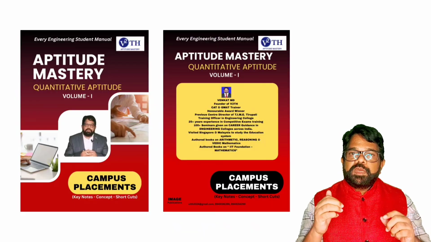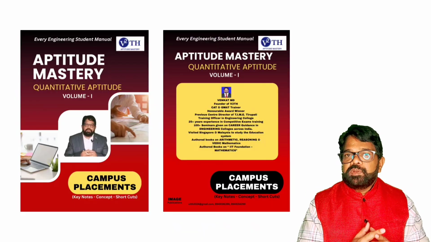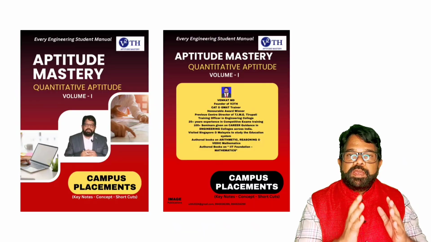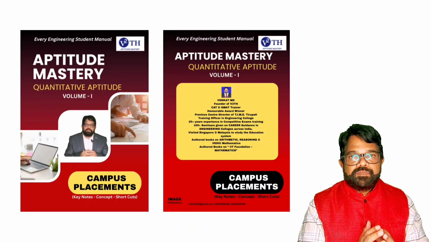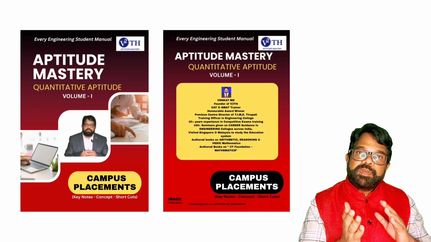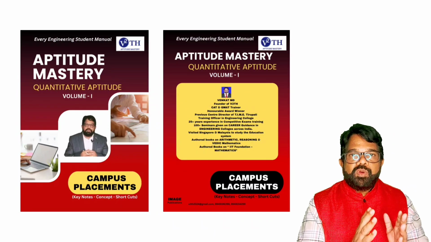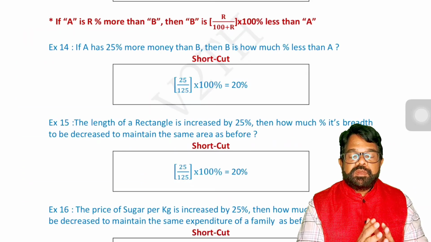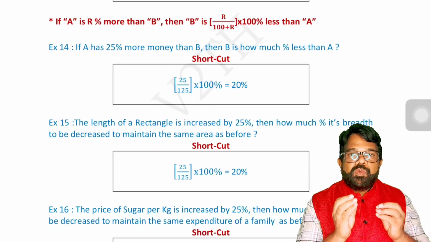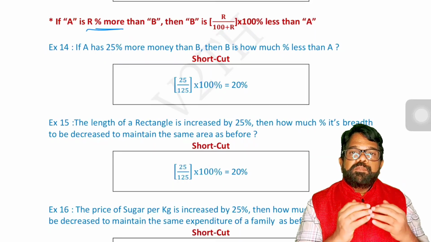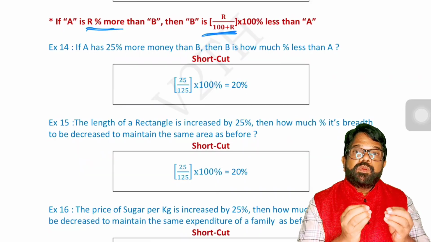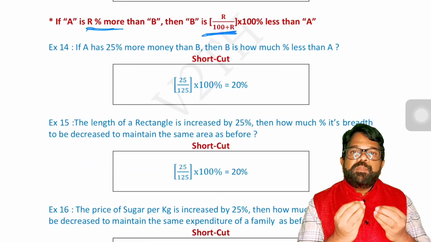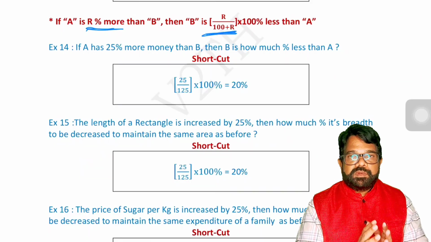Now in this, observe the keynote here. What is the keynote? If A is R% more than B, then definitely B is less than A. A is more when compared with B means definitely B is less than A. If A is R% more than B, then B is how much percent less than A? So the keynote is R by 100 plus R into 100%.